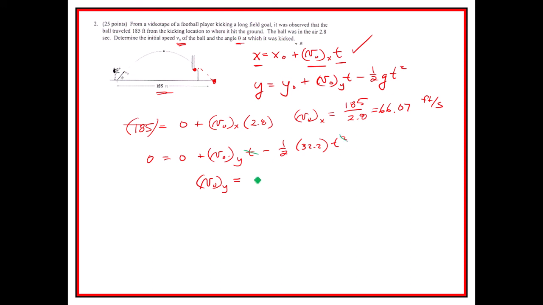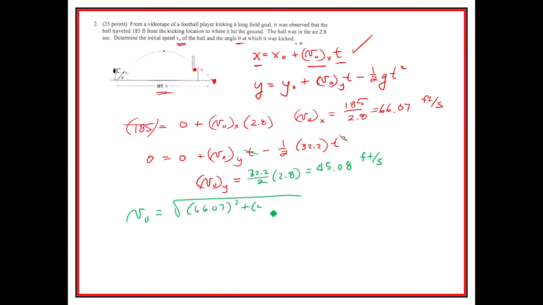And so what we're left with is 1/2 times 32.2 divided by 2 times our 2.8. Is that going to give me the same thing? I better. I get 45.08 feet per second.